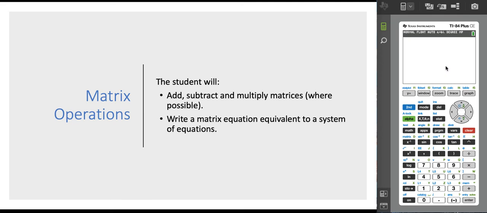Make sure you have your calculator handy like I do so that you can practice some of these operations on your calculator with me and check to make sure that you're doing them correctly. Okay, let's get started.